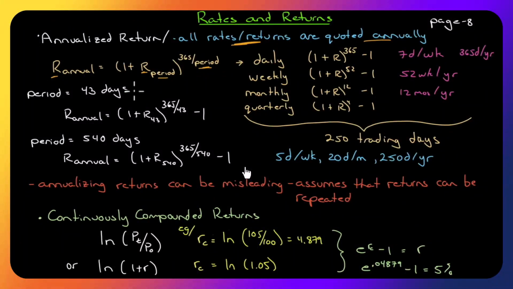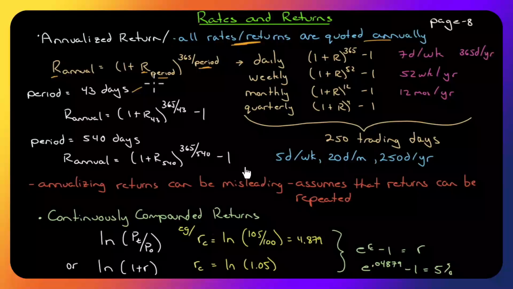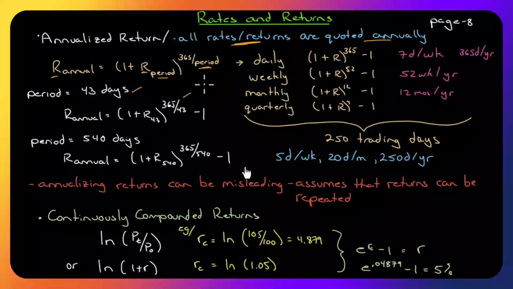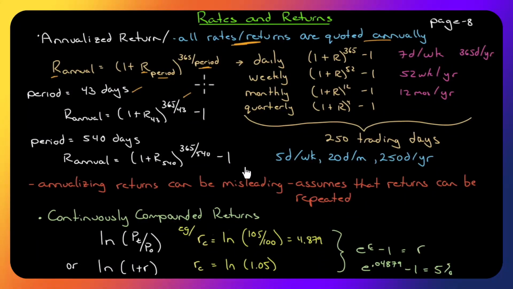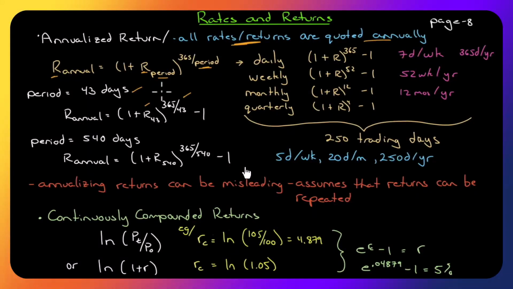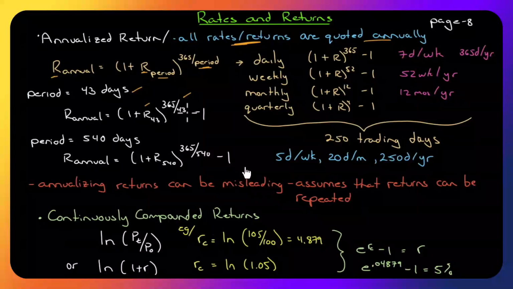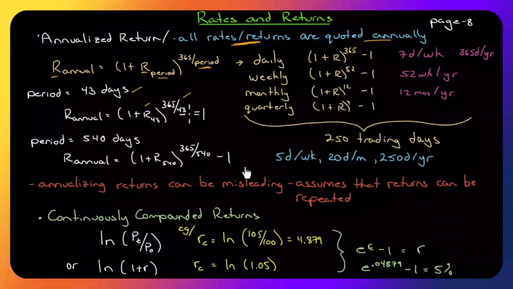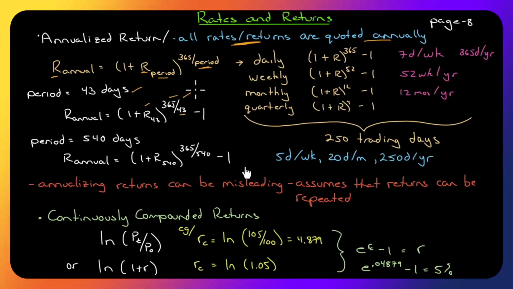So let's say that we had a 43-day return. How do we get an annual return? It's to the power of 365 over 43. It is whatever rate we got over that 43 days, that's our holding period return, to the power of 365 over 43. The logic here is, how many 43-day periods are there in 365?